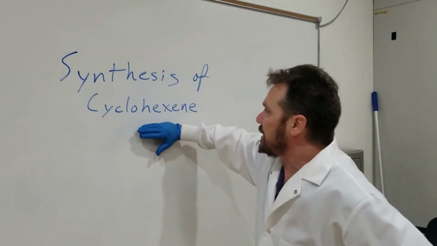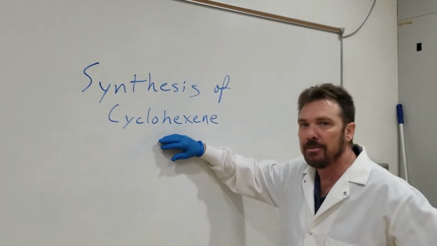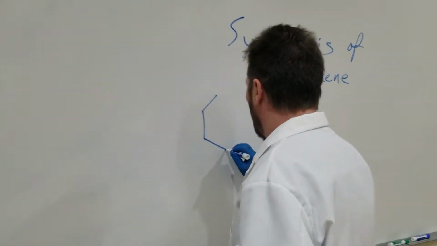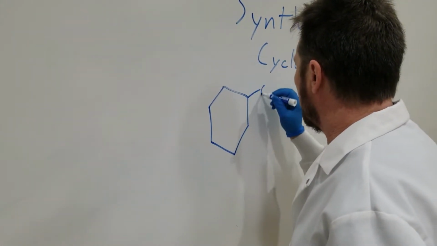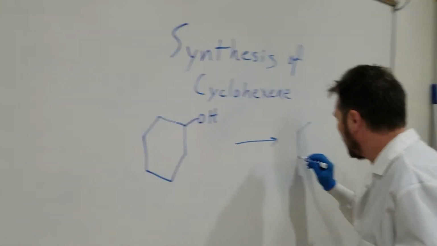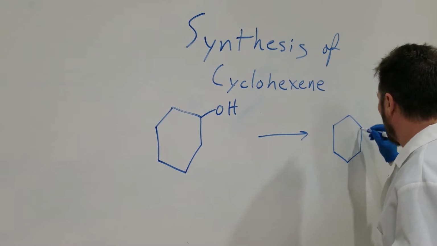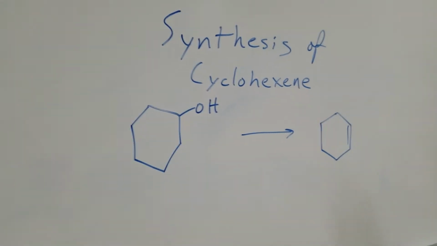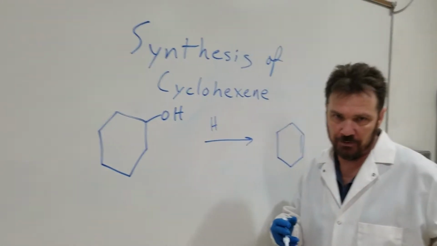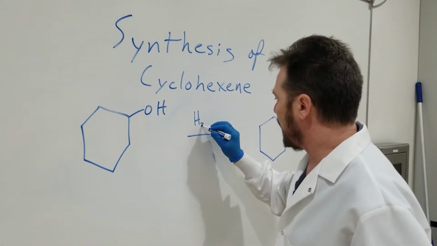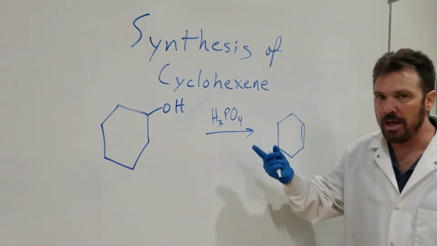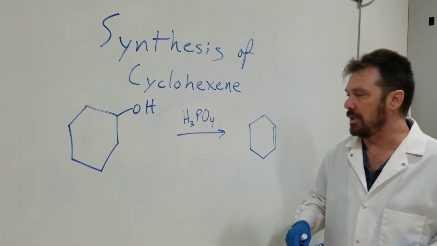Okay, so this synthesis is a classic mechanism that we're going to do. The overall reaction is we're going to take cyclohexanol and produce cyclohexene. Ta-da! We're going to do this with an acid. You can usually use sulfuric acid or phosphoric acid. We're going to use phosphoric acid, which is technically a weak acid, but it's a pretty strong weak acid, so we want to be careful.